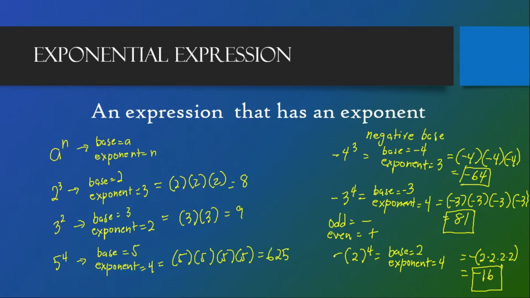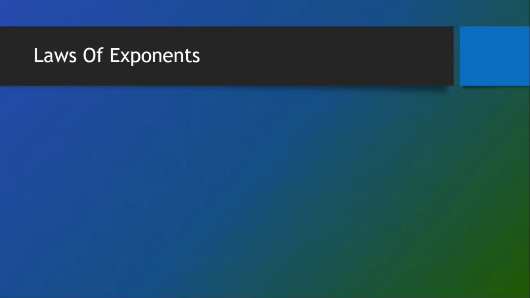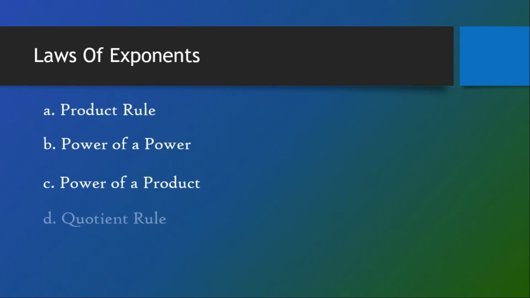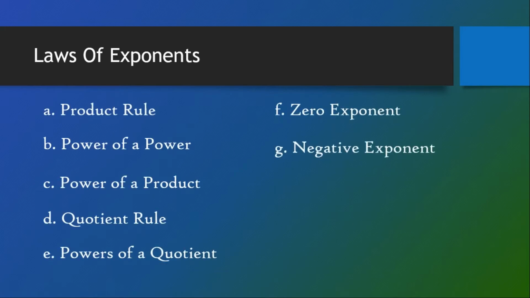Okay? So, since alam nyo naman na yung ating exponential expression, dito naman tayo sa laws ng ating exponent. So, we have different laws. Ito yung dapat ninyong tandaan, yung product rule, power of a power, power of a product, quotient rule, powers of a quotient. Tapos, ito yung mga special case na laws or rule. We have the zero exponent and negative exponent.